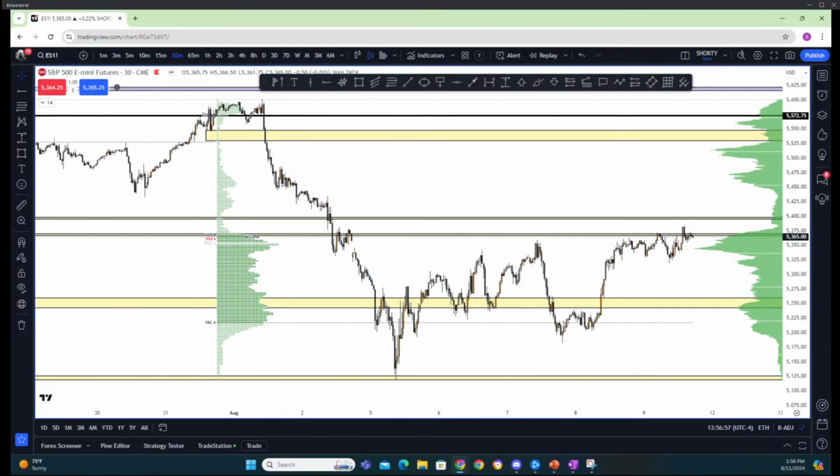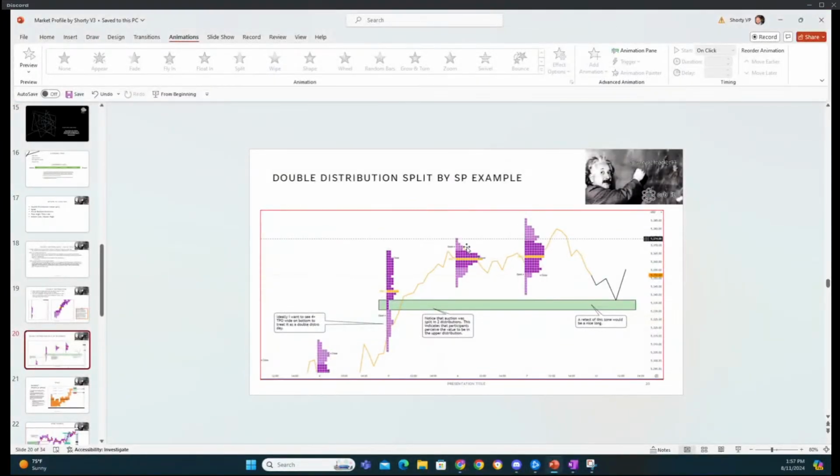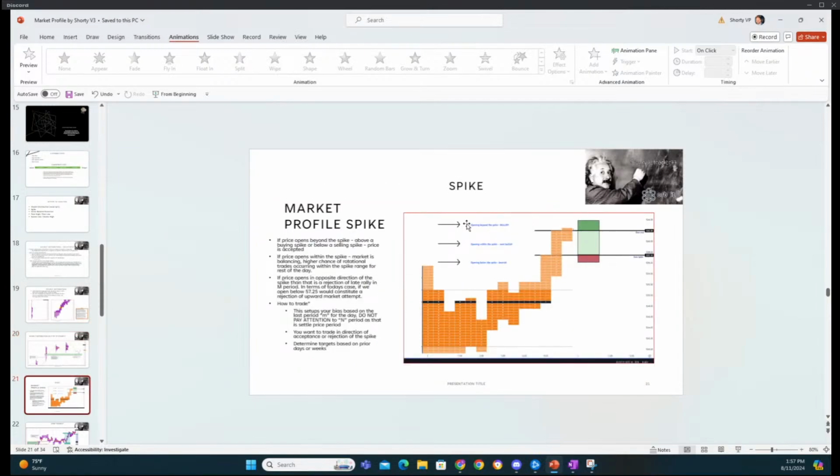So does this setup make sense? It is one of my favorite setups. So if you want it to be yours, it needs to make sense. Okay, all right, moving on to Spike.